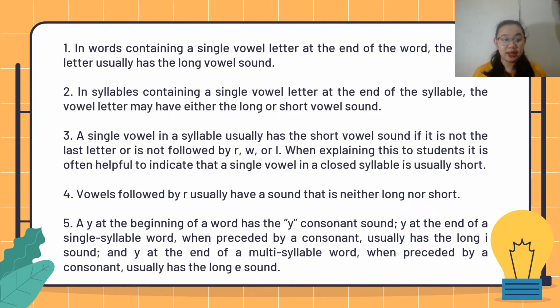A letter Y at the beginning of a word has the Y consonant sound. Letter Y at the end of a single syllable word when preceded by a consonant usually has the long I sound. And letter Y at the end of a multi-syllable word when preceded by a consonant usually has the long E sound.